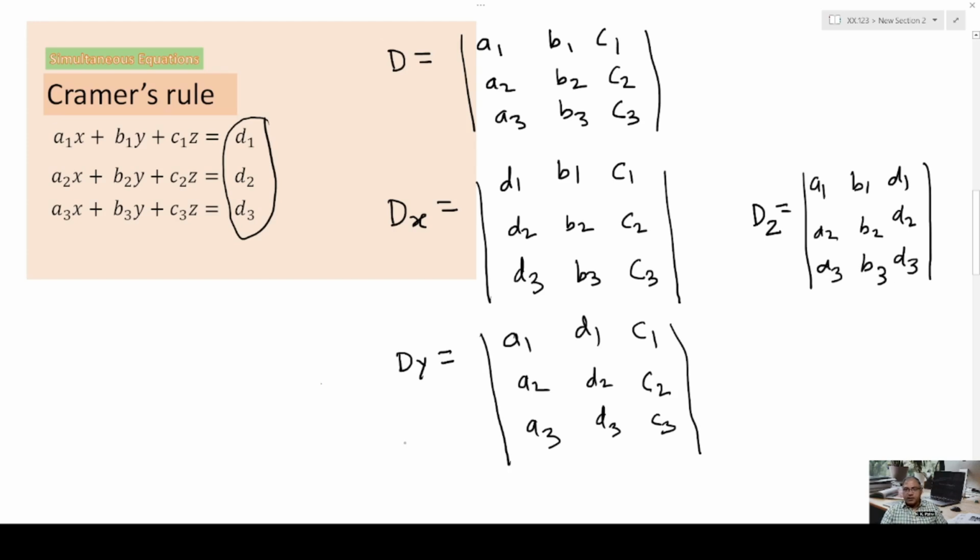After getting the d value, dx value, dy value and dz value, we can find the x value. X equals dx upon d. By using this relation, we can find the x value. Similarly, y is given by dy upon d and z equals dz upon d. In this way, we can easily find the values of x, y, z, and this rule is nothing but what is called Cramer's rule.